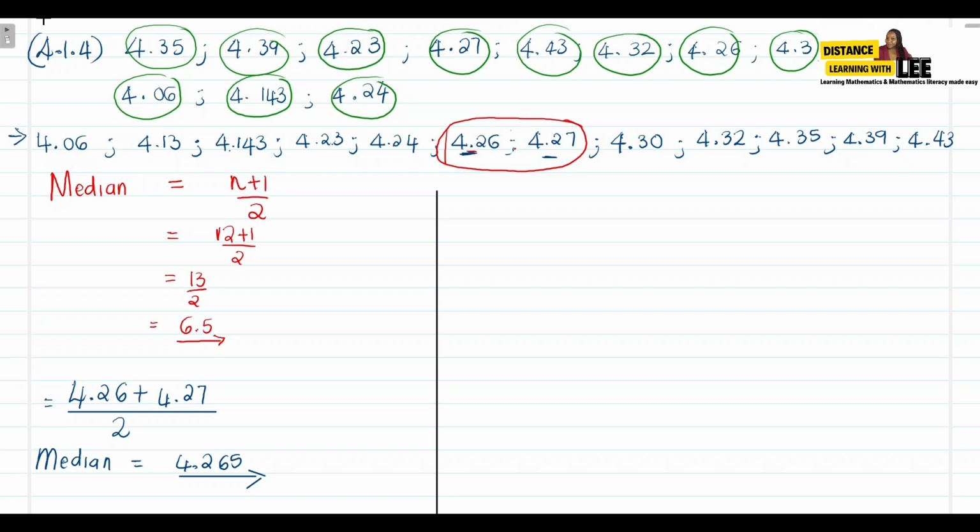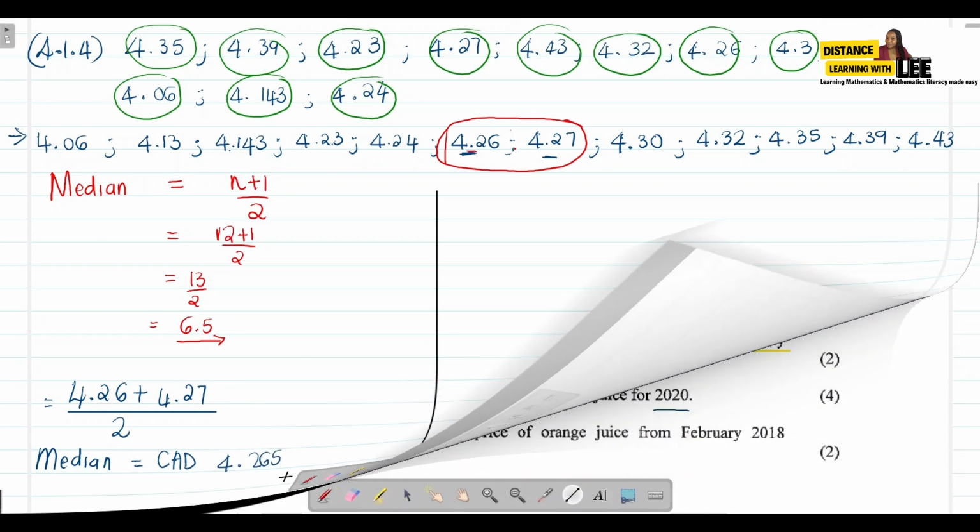Okay, so the median in this case is 4.265. And then guys, it's very important, we shouldn't forget our units, right? So the median, considering our units, is 4.265. Okay, so that is our median.